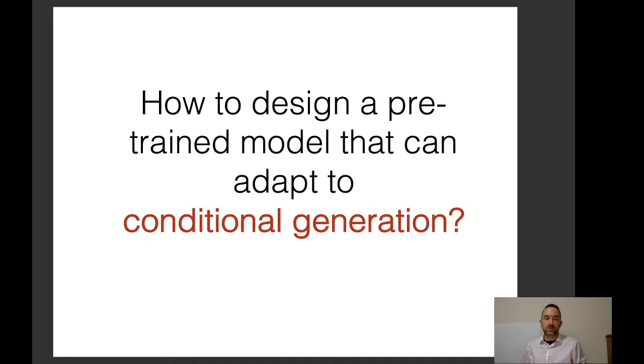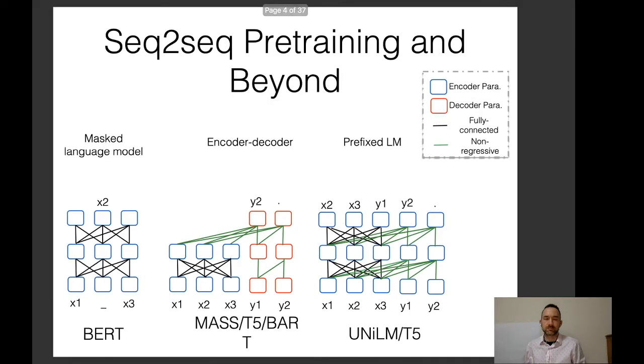So one question becomes, how can we design a pre-trained model or model pre-training method that can adapt to conditional generation? There are actually quite a few different methods that do this. And here on the left, we have the traditional masked language model. And one way that we can train models is using encoder-decoders.